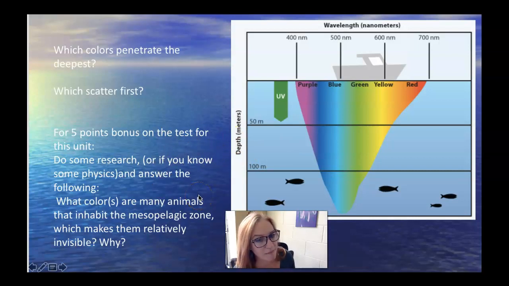Maybe you know more about physics than I do, because I haven't taken it for 30 years. There are 4 or 5 bonus points on the test for the Pelagic Zone unit, which will be in 2 weeks. Do some research or guess.